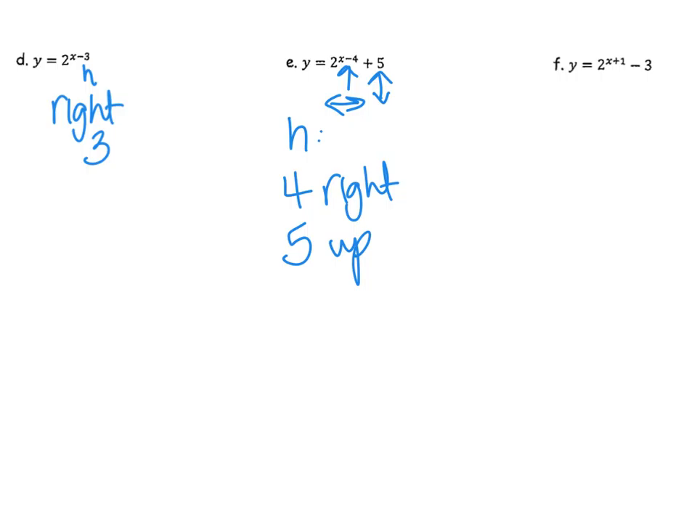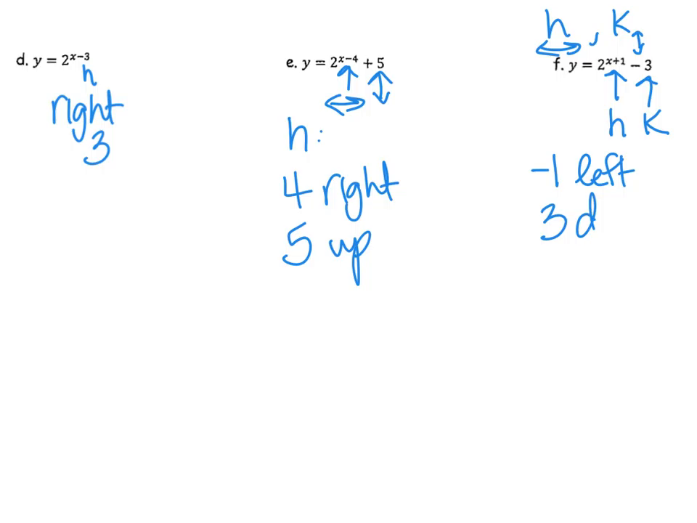Okay, F. There's my h, there's my k. H always moves, remember? Left or right. K goes up or down. Down. All right, so on my negative 1, is it going to be negative 1? I just said it. Negative 1, which means to the left. What about my 3? Down. That's all we're doing for this.